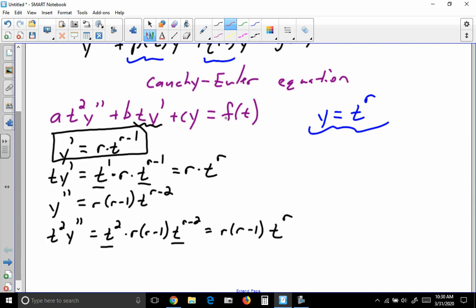So if we substitute for t squared y double prime, t y prime, and c y, we're going to start out by solving the homogeneous situation, I guess.